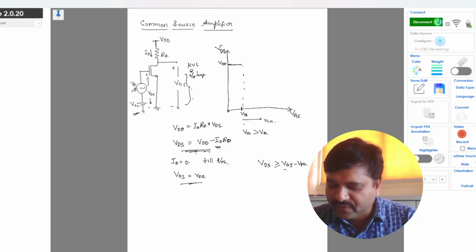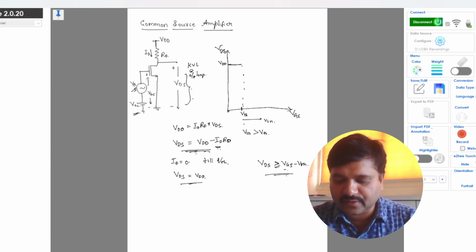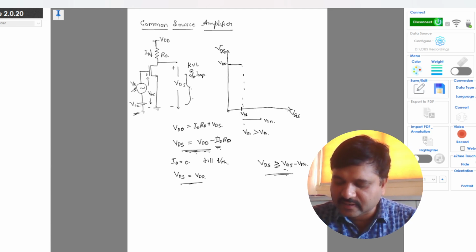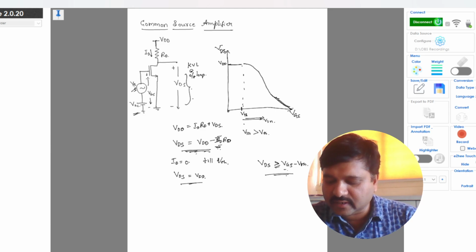And VDS or output will be equal to VDD, and immediately when the transistor is on for a small value, the VDS will still be large, so this condition is satisfied and the transistor will be operating in the saturation region. When you keep on increasing the input voltage, the current starts increasing and the output voltage starts decreasing. So this is how the input output characteristics look like.